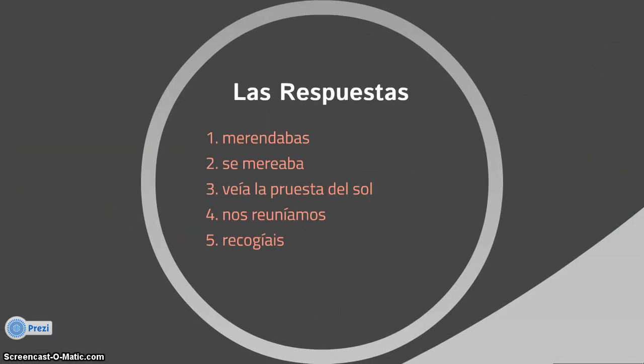Alright, let's see how you did. Your answer should be merendábamos, se mareaba, veía la puesta del sol, nos reuníamos, and recogíais. So that's the imperfect tense, pretty simple. The important thing is that you know those conjugations.